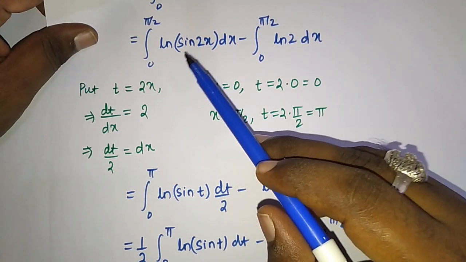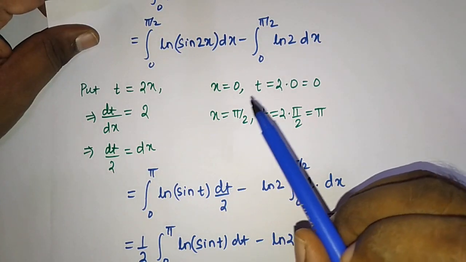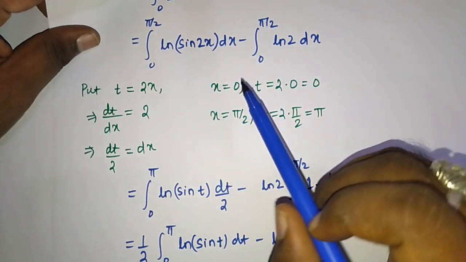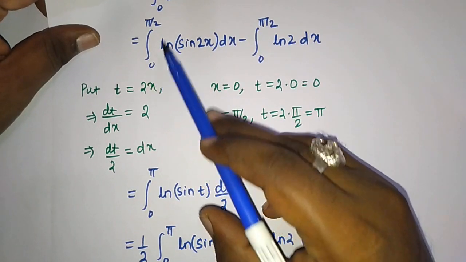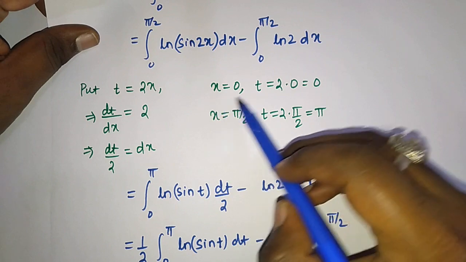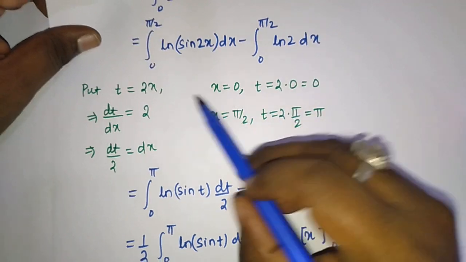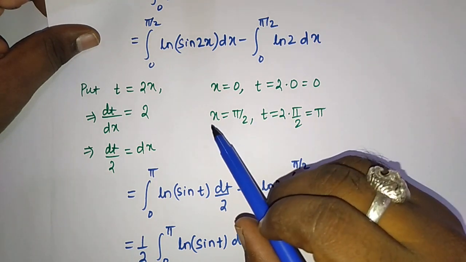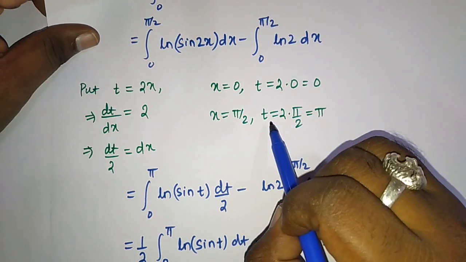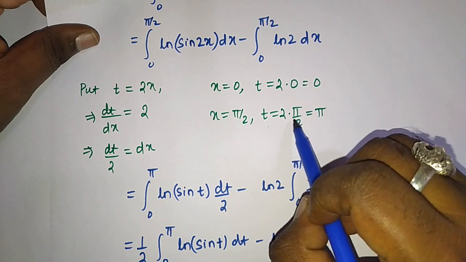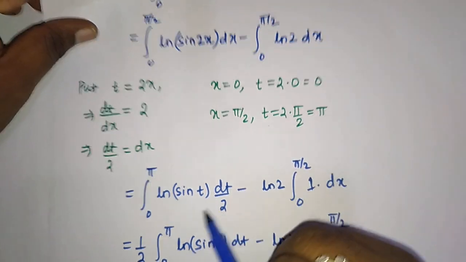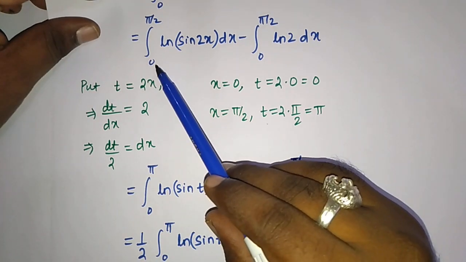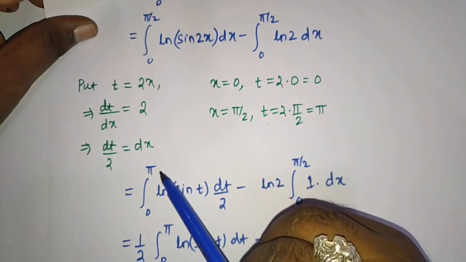Also, since we change the variable, we have to change the limits as well. Here the limits are 0 and pi by 2. When x equal to 0, then t equal to 2 into 0, because t equal to 2 into x, so t equal to 0. And when x equal to pi by 2, then t equal to 2 into pi by 2. The 2 cancels out, so t equal to pi. So the lower limit will be 0 and the upper limit will be pi.